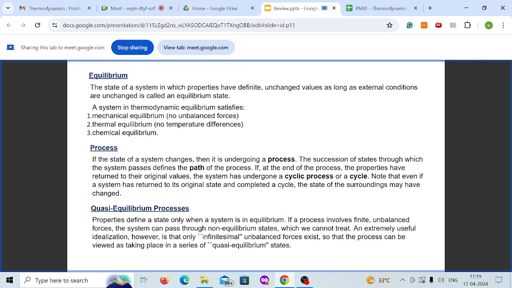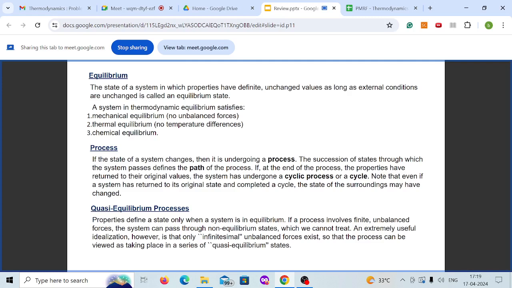This equilibrium can be of three types. One is mechanical equilibrium, another is thermal equilibrium, and the third is chemical equilibrium. Mechanical equilibrium is nothing but there are no unbalanced forces acting. Thermal equilibrium means there is no temperature difference and no heat transfer happening. And third is chemical equilibrium, where there are no reactions or phase changes happening.